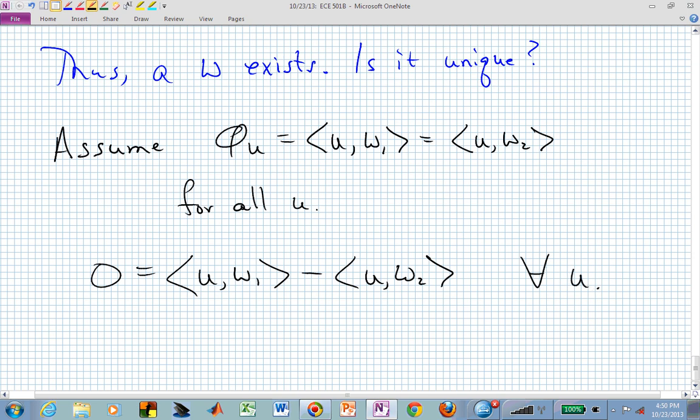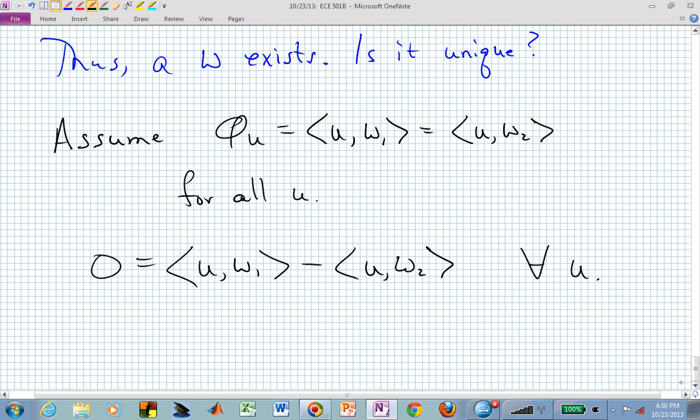That's what that upside down A means. I think I used that last time. So I'm getting lazy, not wanting to continue to write for all. So the for all is the upside down A. But what else does this say? Now I can just use the additivity of my second slot, can't I? The u is the same, and now I have W1 minus W2. That's for all u.